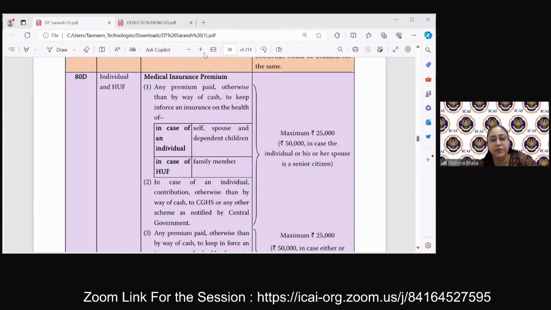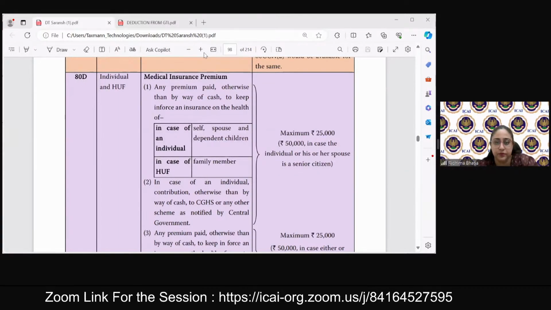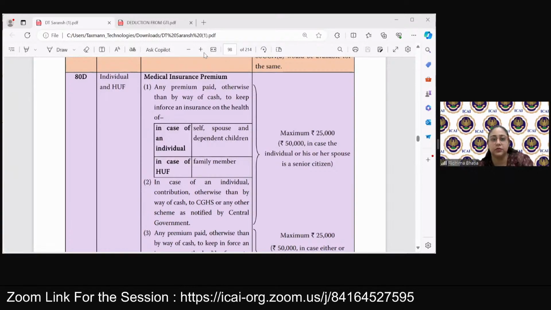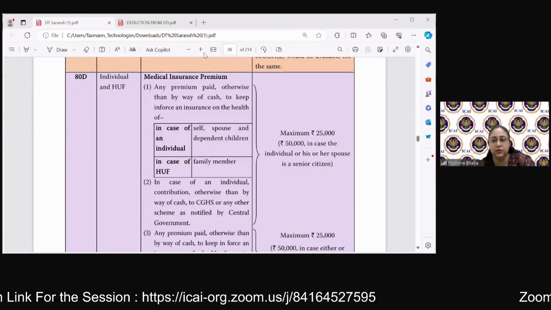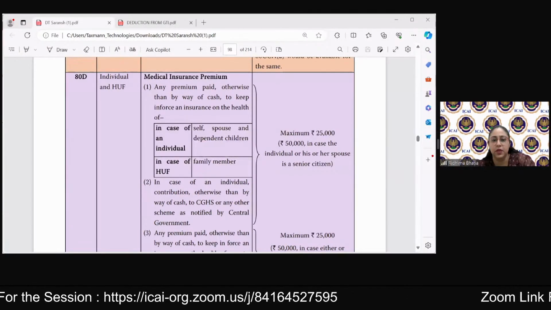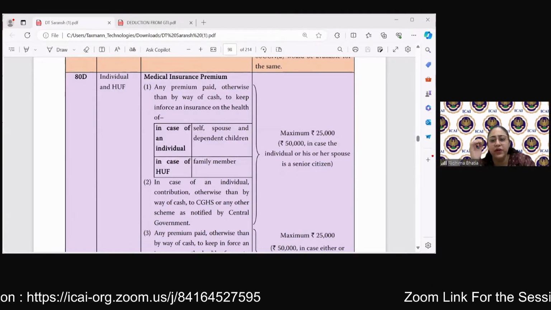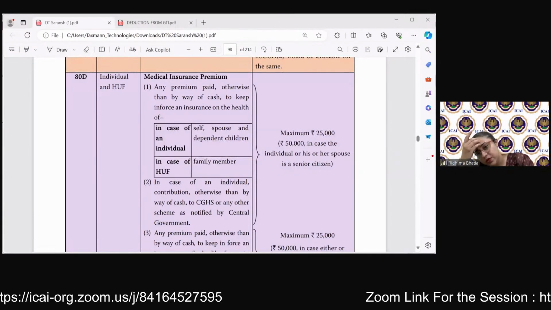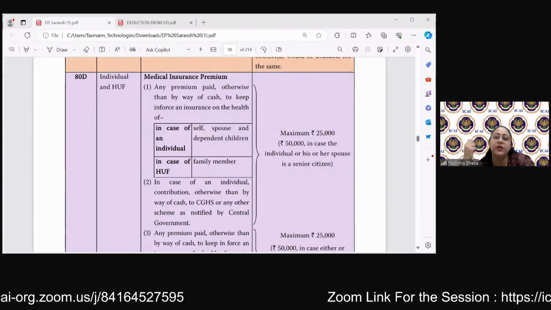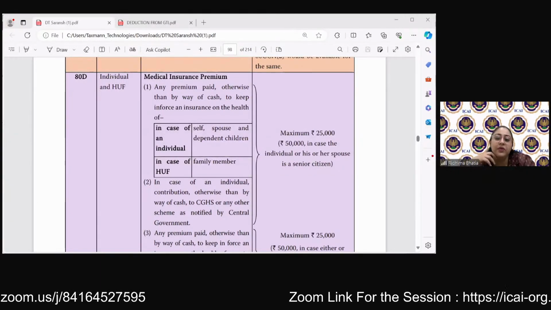80D deduction is allowed to non-dependent parents also. Correct. Malappa, better option for employees means the employee will definitely get, if employer is making a contribution, 80CCD(2) definitely would be there, and CCD(1) and (1B) would be there.